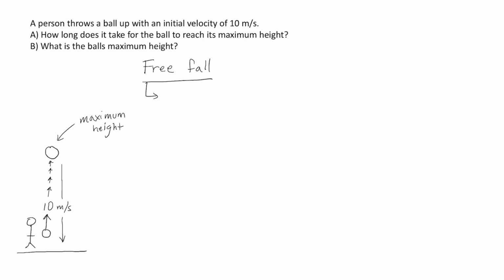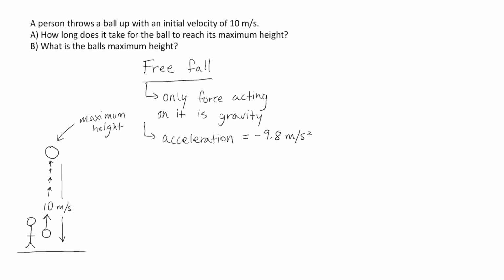And I know this because the ball is moving up and down, and the only force acting on it is gravity. What this means is that the ball is accelerating due to gravity. And the acceleration due to gravity is always equal to negative 9.8 meters per second squared.